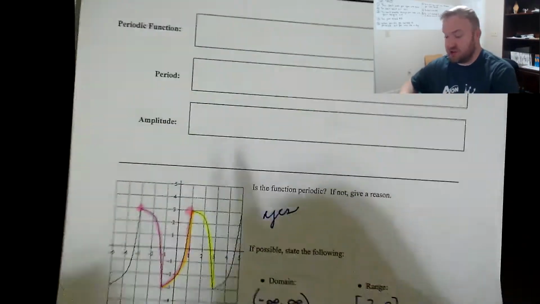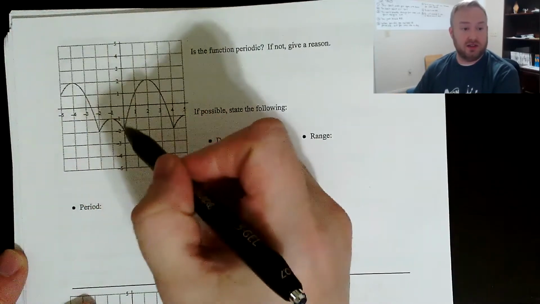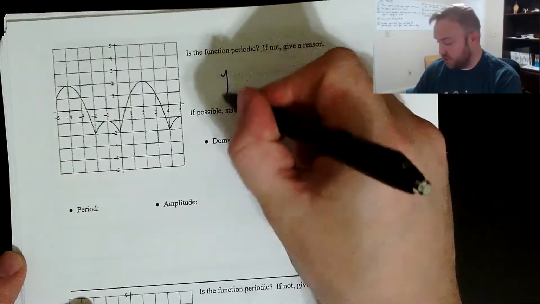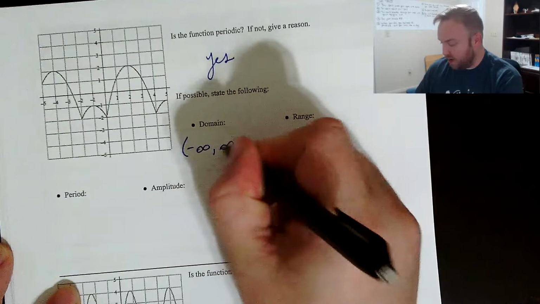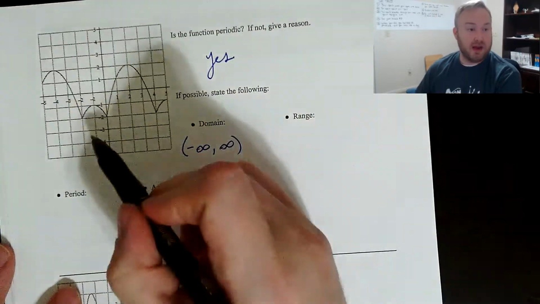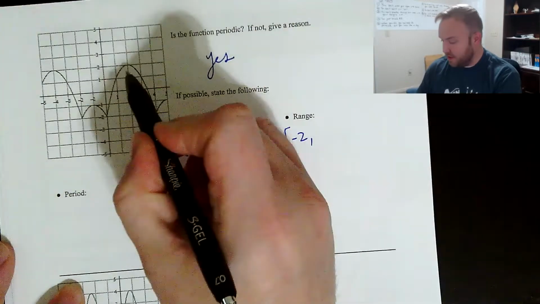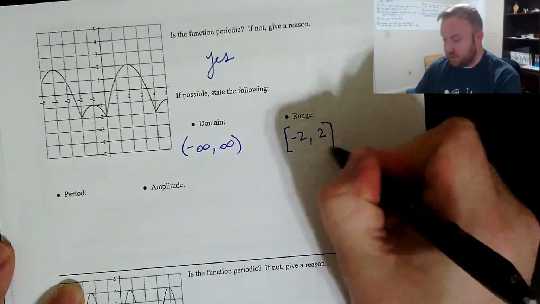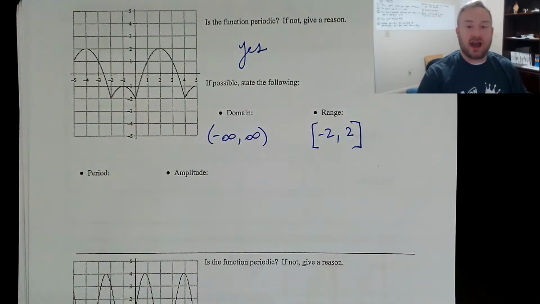Okay, and all I want to do is just go through and look at these other examples of periodic functions. So here you can see this one is repeating itself over and over and over again. So yes, it's periodic. The domain is always all real numbers. The range, the lowest point has a y coordinate of -2. The highest point has a y value of +2. So there's my range.